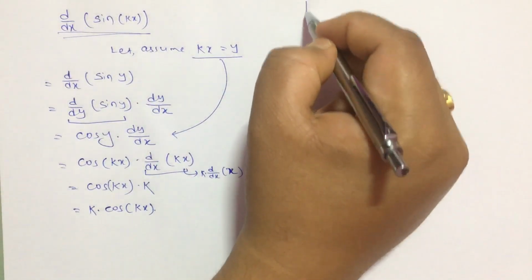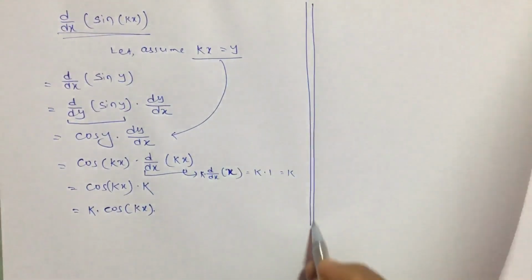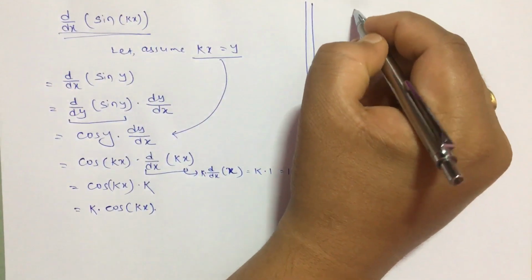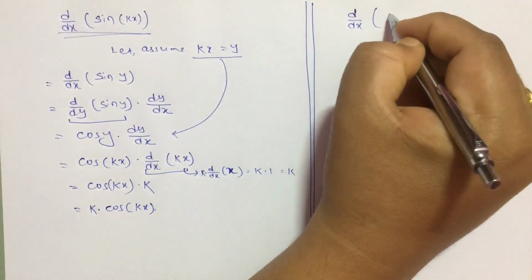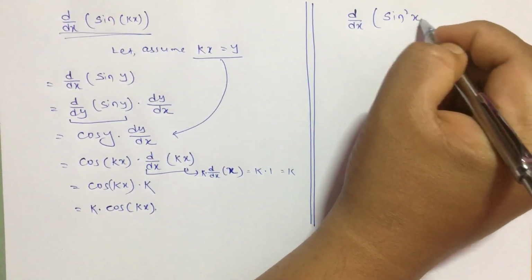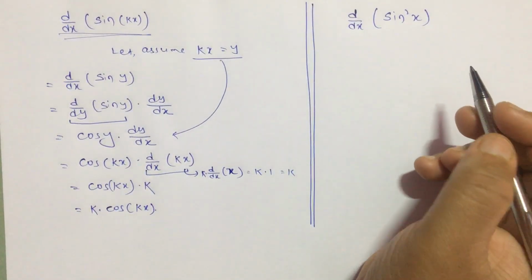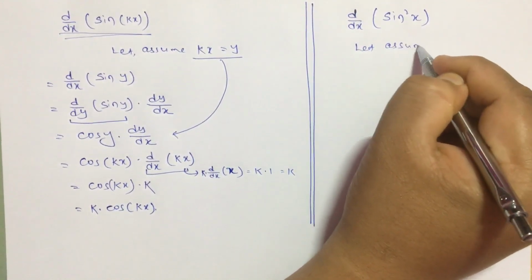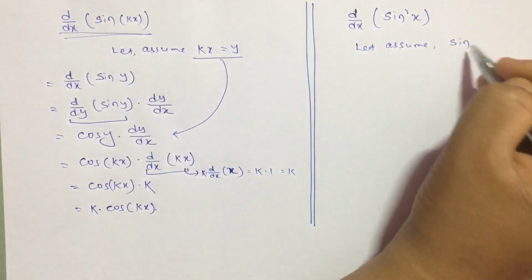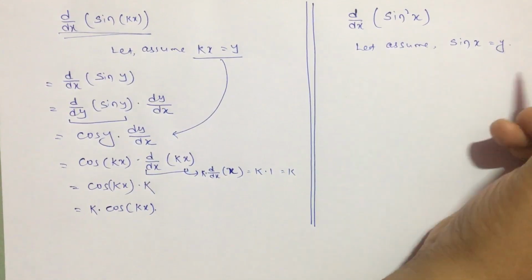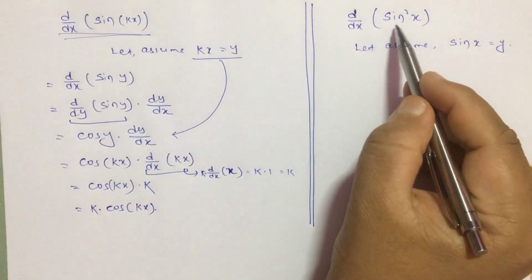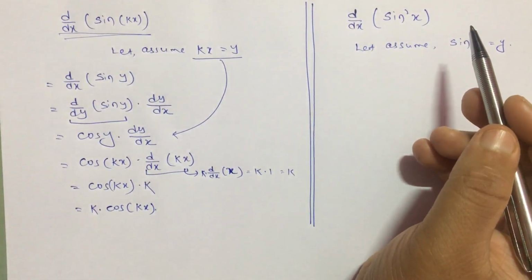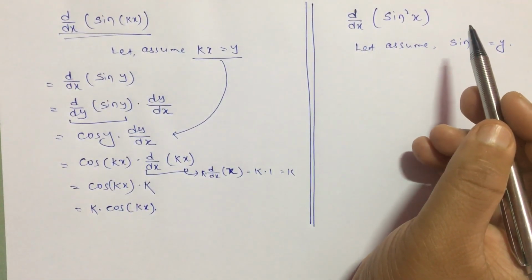Now let us go for another example where you can use this chain rule. It is given d by dx of sin square x. Here again, let us assume sin x equal to y. Another way is there to solve it: you can write it as sin x into sin x and then apply the uv product formula, u into dv by dx plus v into du by dx.